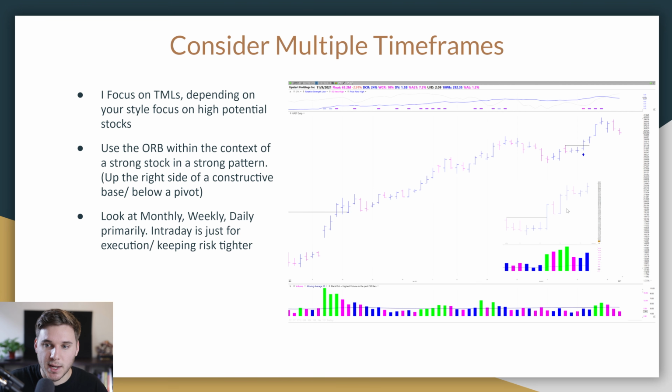So this started a nice trend, and if you got in right at the open, setting alert at the high of the day, you could have managed risk versus that low of the day and get in really nicely with a great cost. So that's kind of the benefit of the opening range breakout. Use it within the context of an overall daily, weekly, and monthly setup.